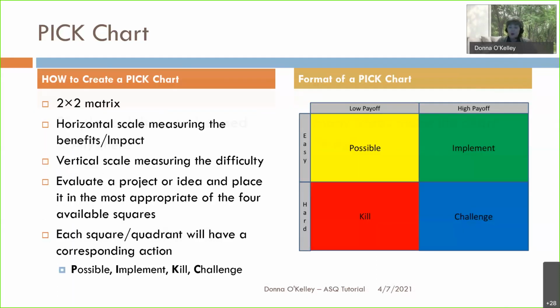So this is one view of a pick chart. PICK stands for possible, implement, challenge, and kill. Let me do that in the right order. It is a matrix. It's a 2x2 matrix. The horizontal scale measures the benefits or the impact. The vertical scale measures the difficulty of implementing that idea, that solution. So it is also used to evaluate projects or ideas. And when you do that, you place it in the most appropriate of these four quadrants.